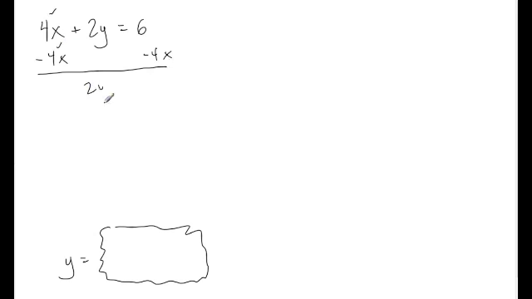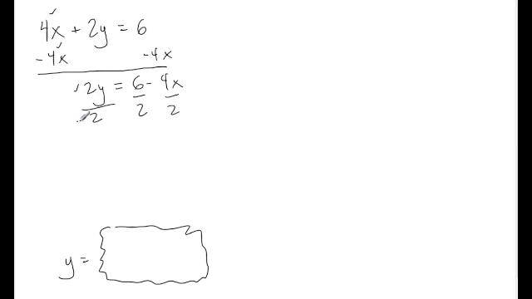And I got 2y equals 6 minus 4x, because I know I can't take away 4x from 6. I know I can't subtract 4 coffees from 6 orange juices. I can't do that. So I need to get y by itself. 2 times y. The opposite of times is divide.